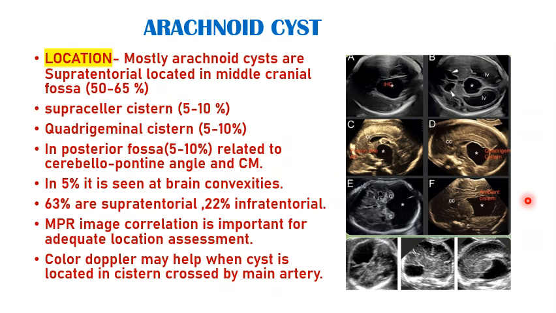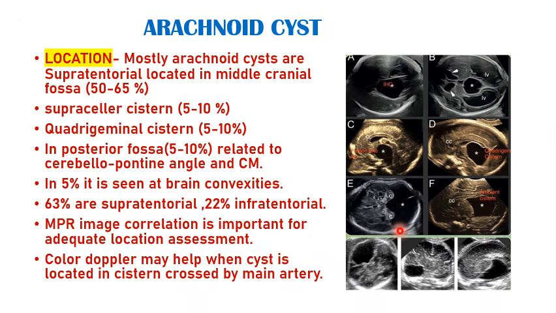Mostly arachnoid cysts are supratentorial, located in the middle cranial fossa, around 50 to 65%. They can be seen in the suprasellar cistern in 5 to 10%, in the quadrigeminal cistern again in 5 to 10%, and in the posterior fossa in 5 to 10%, related to the cerebellopontine angle and cisterna magna. In 5% it is seen at the brain convexity. In other studies, around 63% were found to be supratentorial and 22% infratentorial.